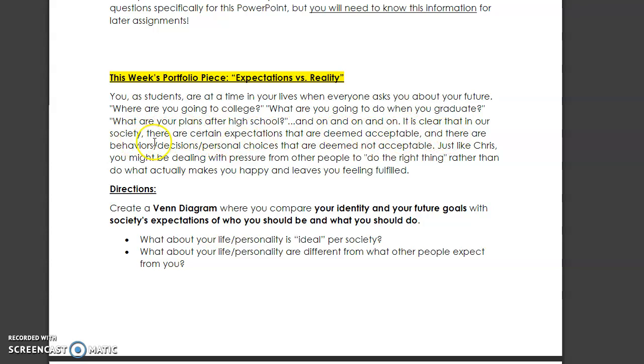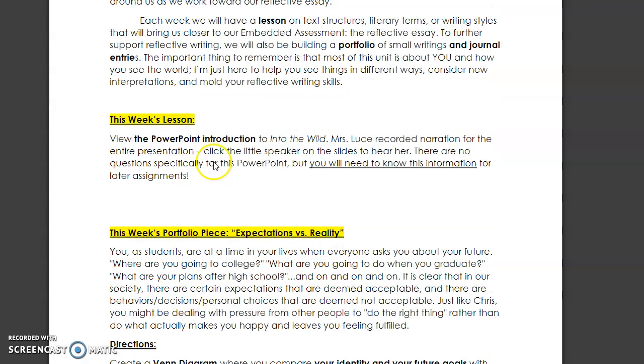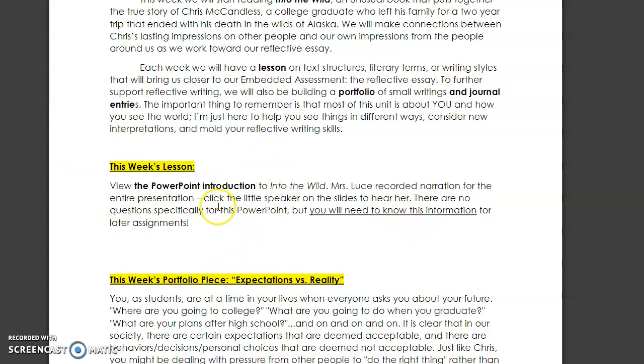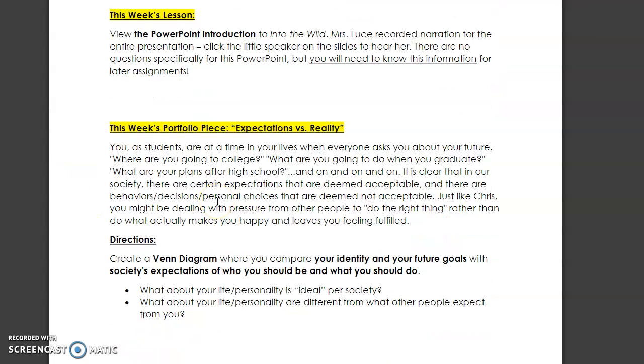It's clear that in our society there are certain expectations that are deemed acceptable, and there are behaviors, decisions, and personal choices that are deemed not acceptable. Just like Chris, you might be dealing with pressure from other people to do the right thing, rather than do what actually makes you happy and leaves you feeling fulfilled. So for this week's portfolio piece, it would be good to go ahead and read chapters 1 through 3 of Into the Wild. Go ahead and take a look at that PowerPoint introduction before you do it. You don't have to use anything from it, but it can give you some inspiration.